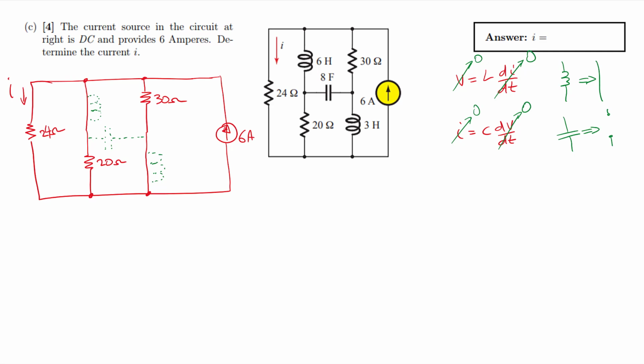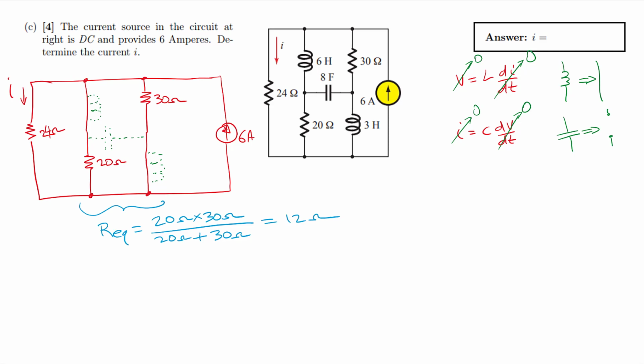To solve this, we can only use the current divider if there are only 2 branches. So we have to collapse this branch to become one branch, and we can use the parallel rule because these resistors are in parallel. So this R equivalent is going to be 20 ohms times 30 ohms divided by 20 ohms plus 30 ohms, and that works out to 12 ohms.